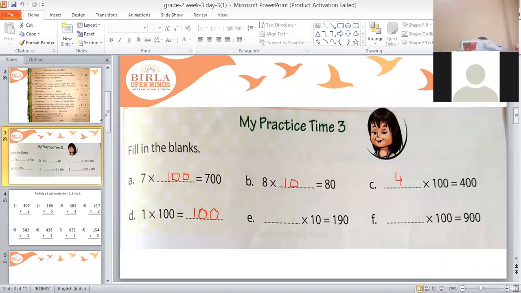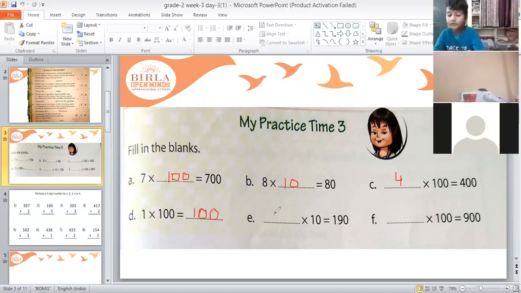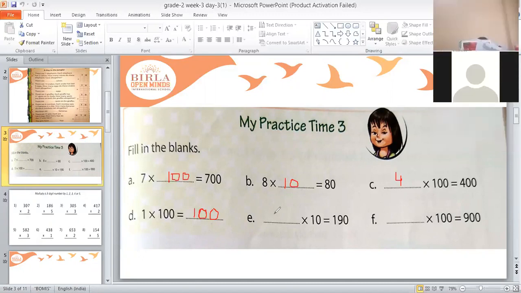Yeah, fifth bit. Dash multiplied by 10 is equal to 190. Which number multiplied by 10 is equal to 190? Which number should we multiply with 10 to get the answer 190, Dhriti? 19. Very good. Answer is 19. That's the correct answer.